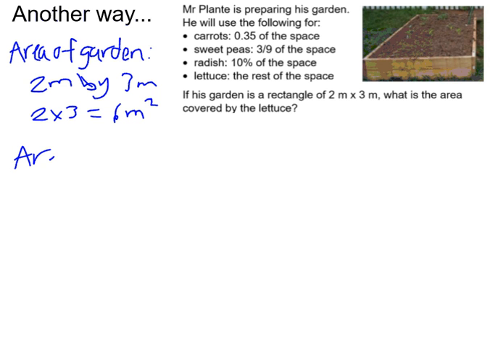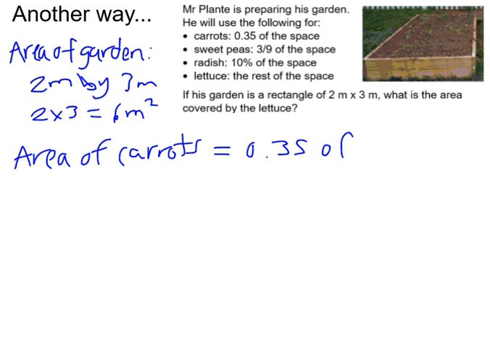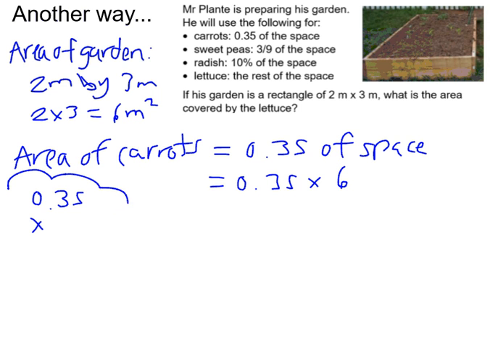So now if we find the area of carrots, it is equal to 3/500 of the space. So 3/500, 0.35 times your space. Your space is 6 meters. Now, if you want to calculate that, you can, I'm going to do it here on the side.